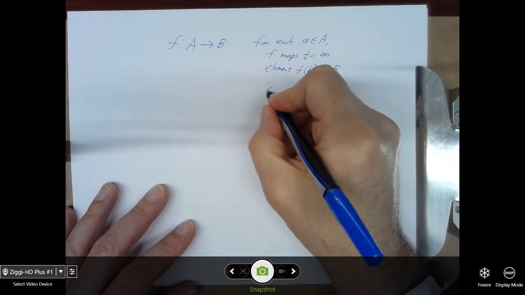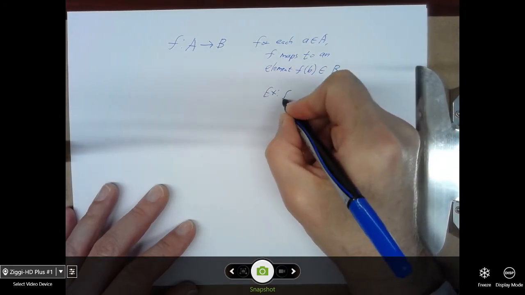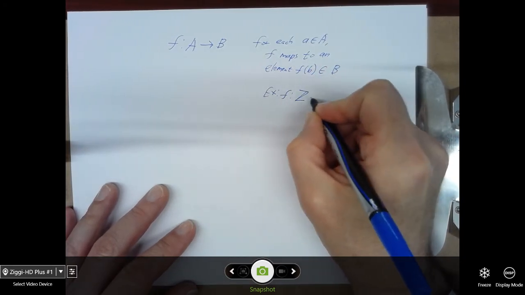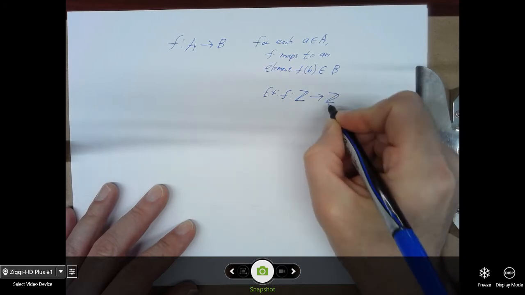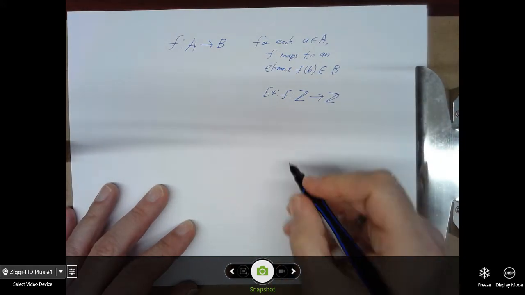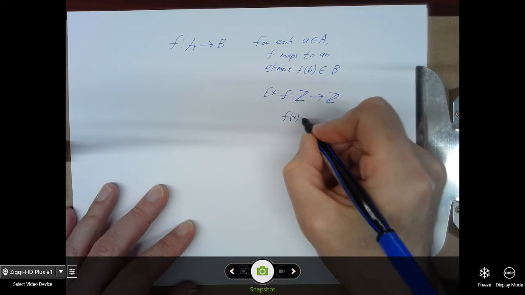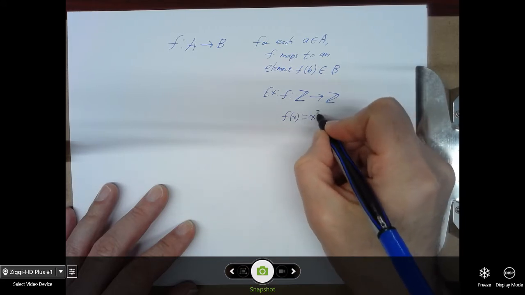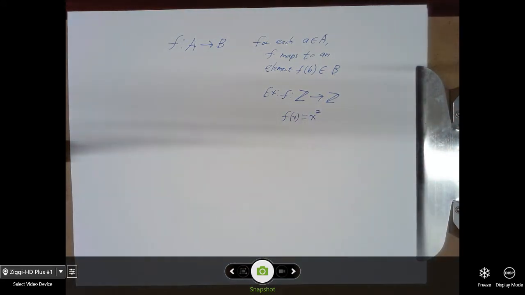And so one example might be a function f that goes from the set of all integers to the set of all integers. And we might define it by saying f of x is equal to x squared. So it takes an integer x and it maps it to the square of that. So f of 1 is 1, f of 5 is 25.